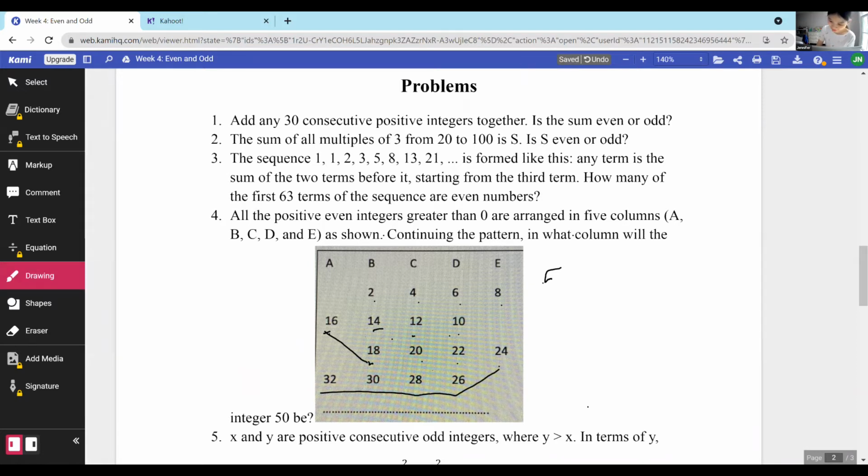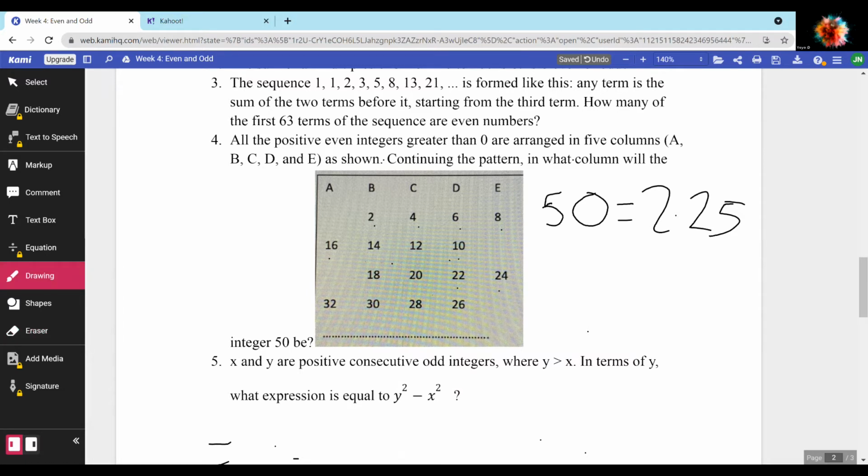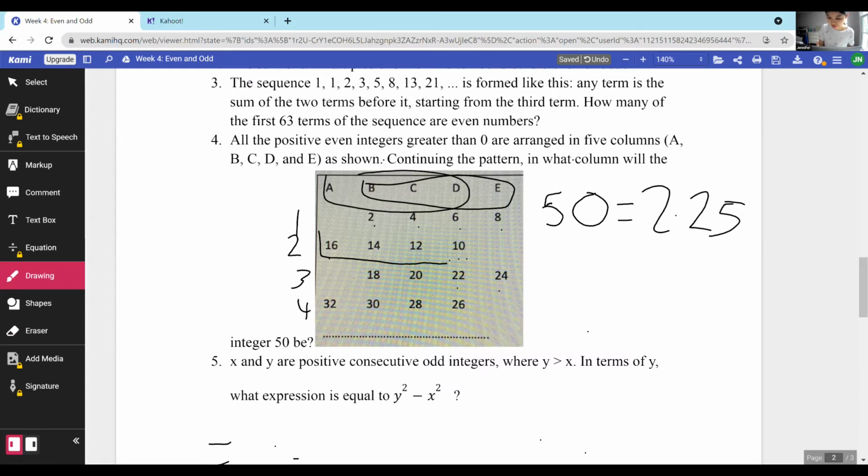And as we see, 50 will be the 25th term since it's 2 times 25. And in the table, we'll see how it goes. For any row that's odd, it'll be counting from left to right, with numbers aligned from B to E, while for even-numbered rows, like rows 2 and 4, they'll have numbers lined from A to D and counting from right to left.